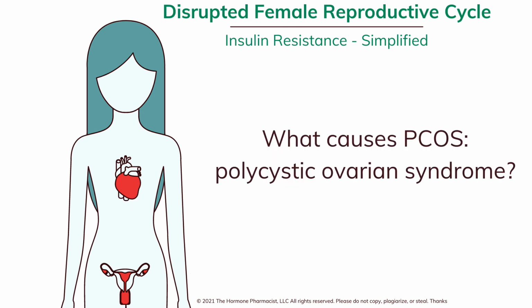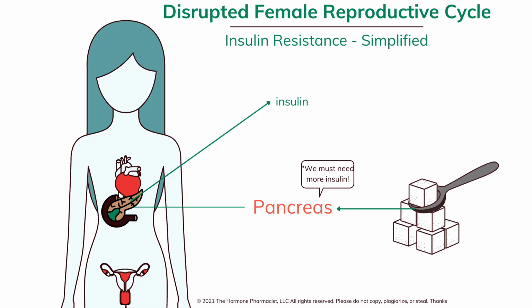So what causes PCOS or polycystic ovarian syndrome? I'm glad you asked. The main thing that causes it is something called insulin resistance. And to understand insulin resistance, we need to understand about blood sugar. The pancreas, which is what secretes insulin in your body, looks around in your blood and sees that there is some sugar in your blood, often called glucose or blood glucose. And the pancreas says, we must need more insulin. And so in response to sugar, the pancreas secretes insulin.